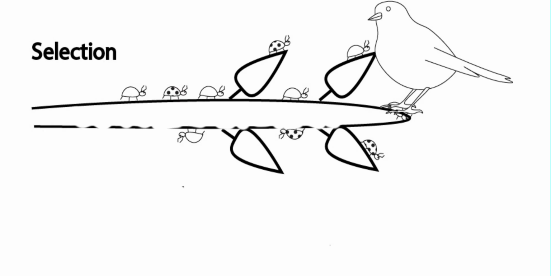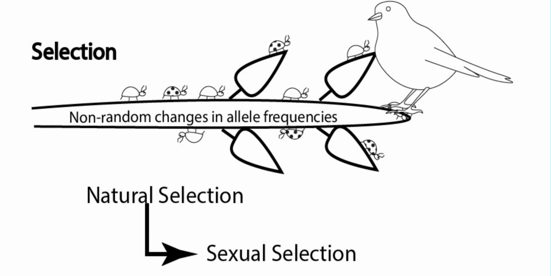Now, that's different than evolution driven by selection. So this is non-random changes in allele frequency. This is where the survival or the probability of survival or the probability of reproducing is directly related to the genetics and the variation and the phenotypes of the individuals.